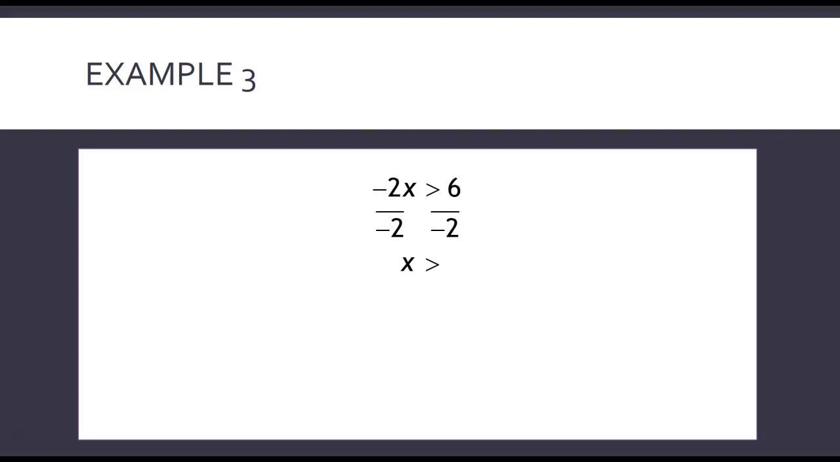When you divide by a negative, the symbol needs to change. So we are changing it from a greater than symbol to a less than symbol. And that is the trick when you multiply or divide by a negative. We will then continue. 6 divided by negative 2 is negative 3, and that is our final answer.